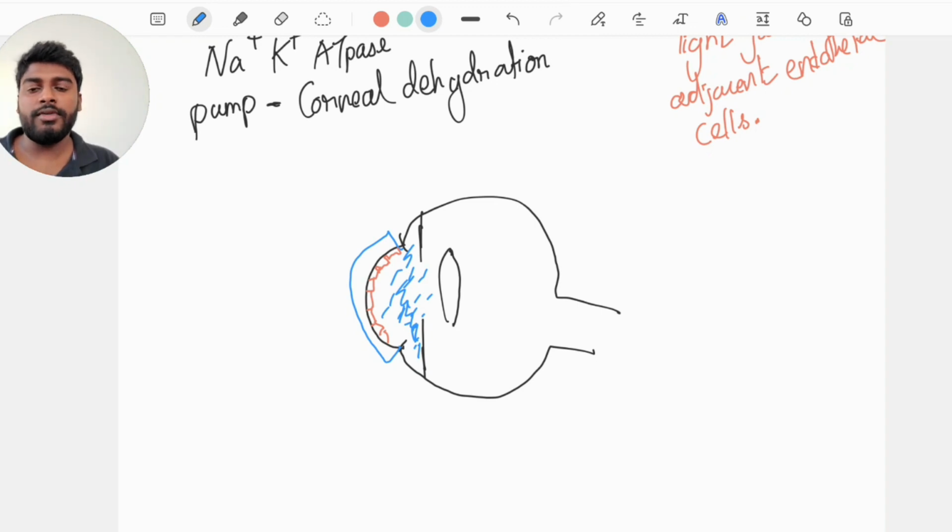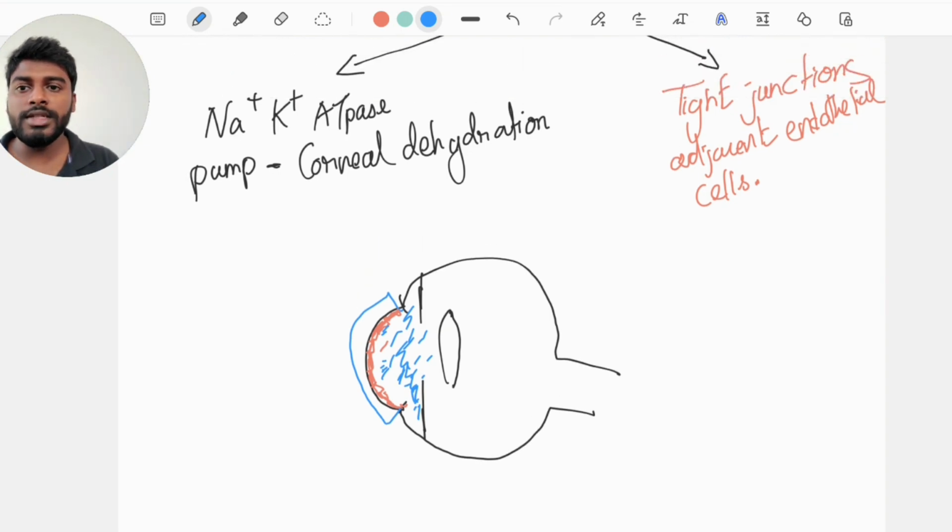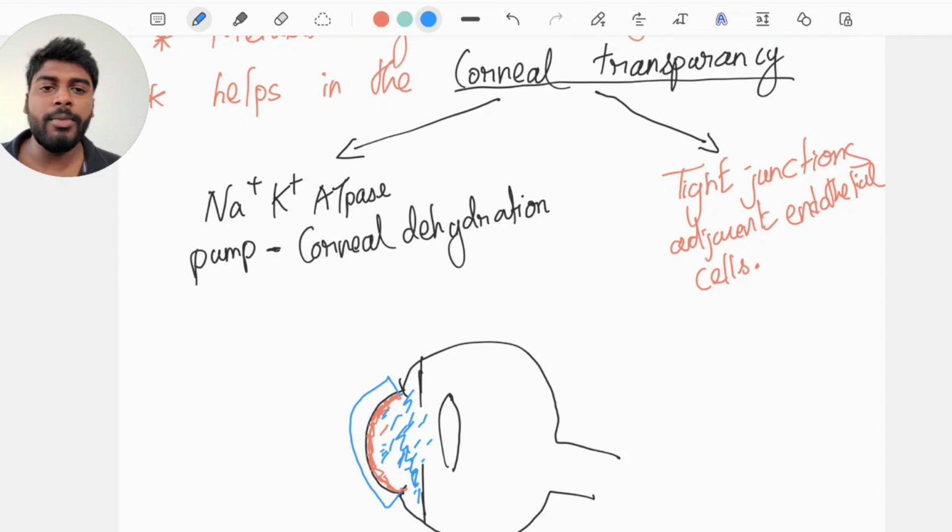So the function of this endothelial cell is, it forms the tight junction in the innermost layer of the cornea. So it does not allow the water to enter inside your cornea. The function is the sodium potassium ATPase pump, and it forms the tight junction. So this is the function of the endothelial cells. From this we are completing the layers of the cornea.